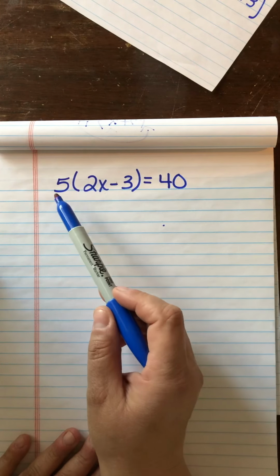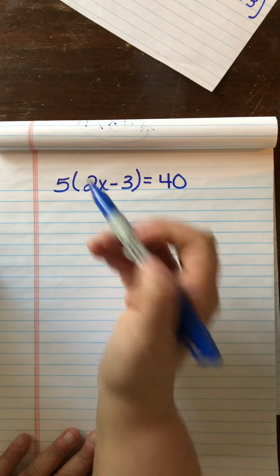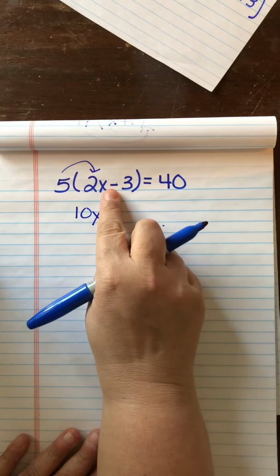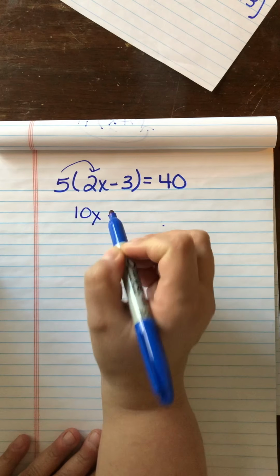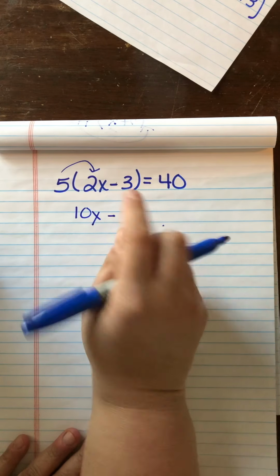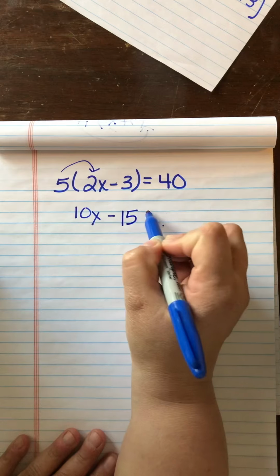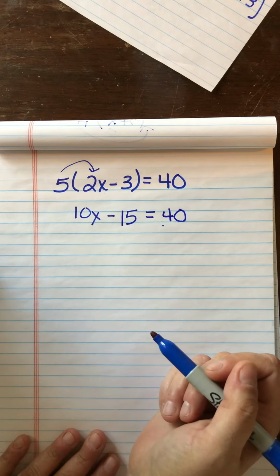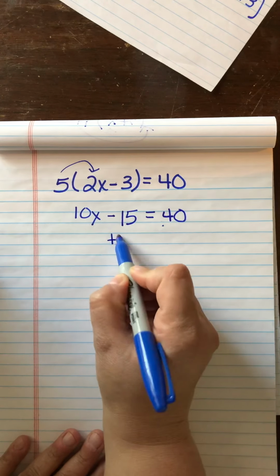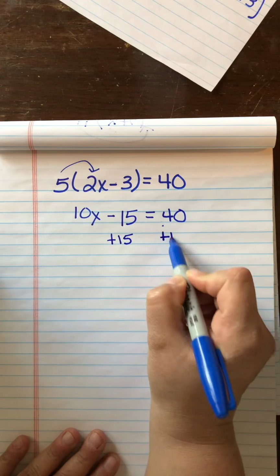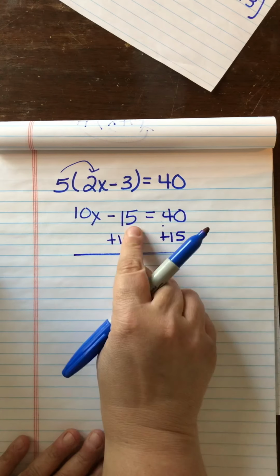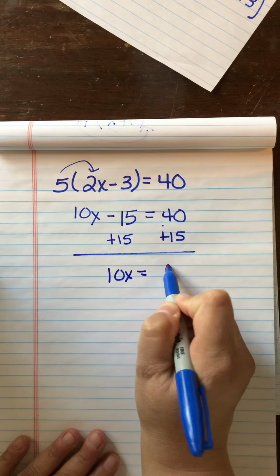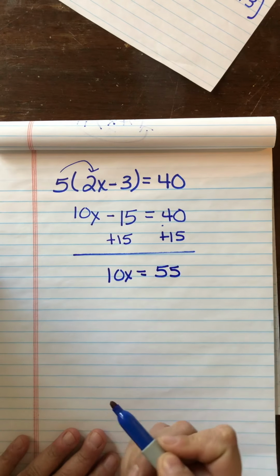So if I have 5 groups of 2x's, that means I have a total of 10 x's. Bring down that minus. 5 groups of the 3 is 15, and that totals 40. We have a 2-step equation to solve. I'm going to use inverse operations to get rid of that 15 hanging off there. I find out that 10x is equal to 55.